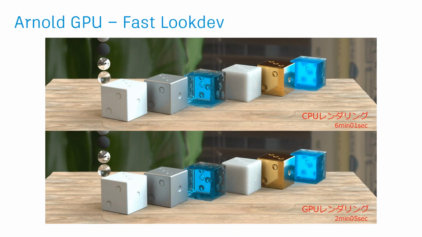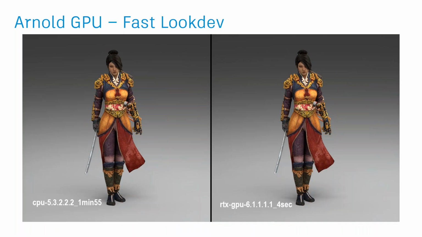So here we've got two images. You can see the CPU takes about 6 minutes to render. The GPU is rendered in 2 minutes 5 seconds, and then we can use obviously the denoisers to go in and denoise that. So CPU rendering 1 minute 55 seconds, RTX GPU 4 seconds, with really negligible difference in the image quality.